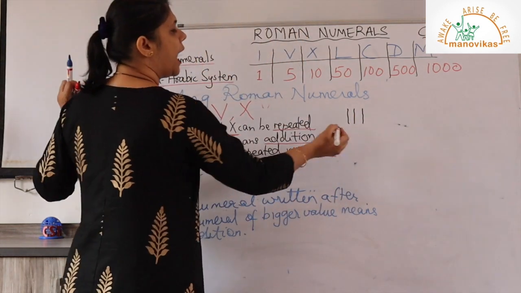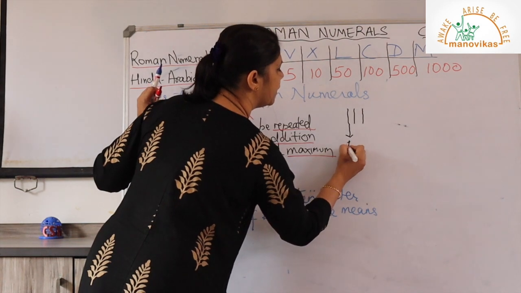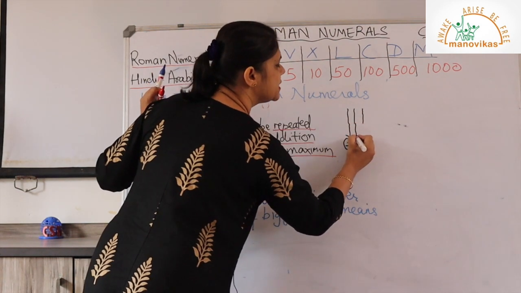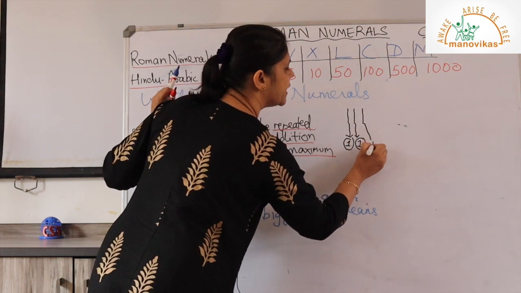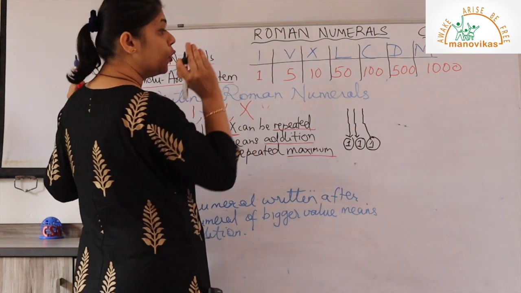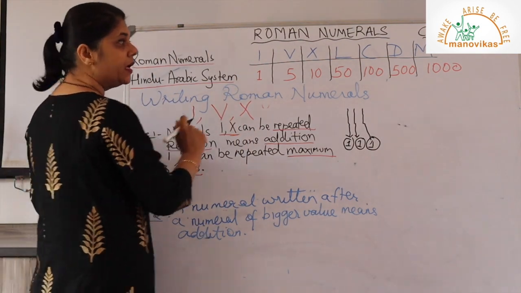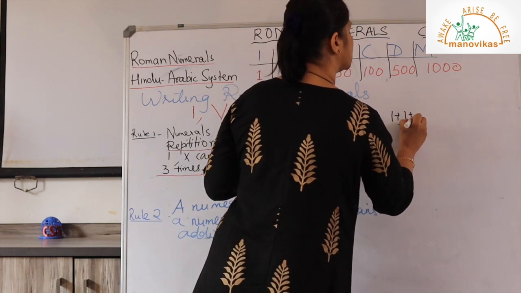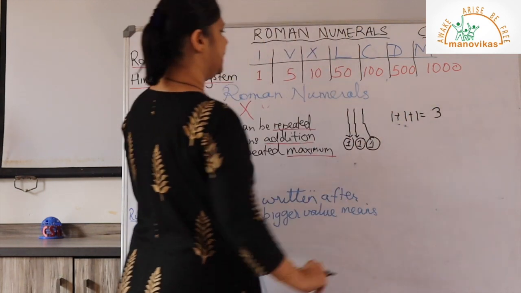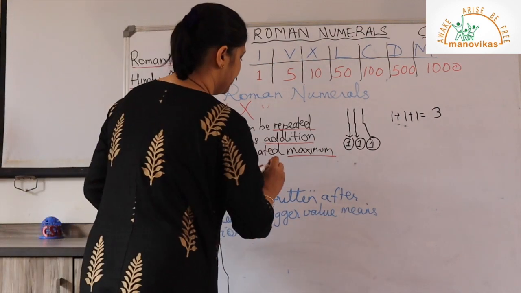Now, I stands for 1. This I again stands for 1. And this I again stands for 1. So now, since repetition means addition, we will write this number as 1 plus 1 plus 1, that is 3. Understood? Now, look at the other example.